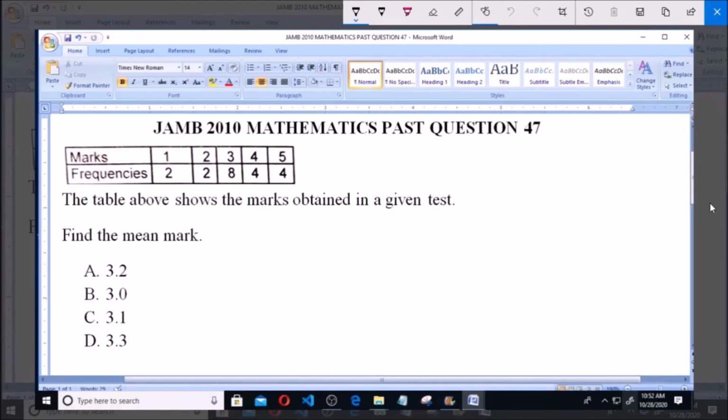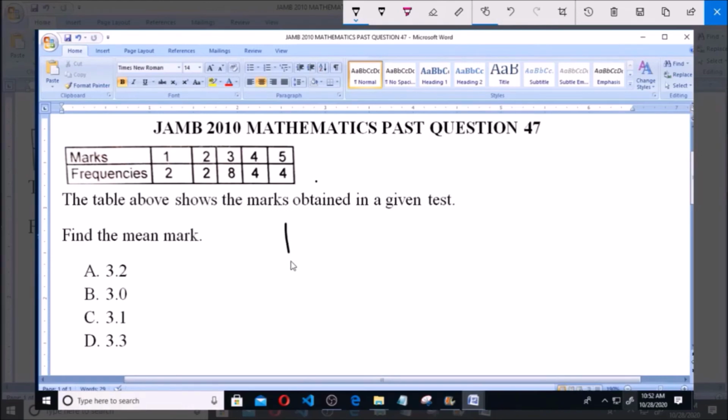The table above shows the marks obtained in a given test. Find the mean mark. Now we're given this table showing the mark and frequency. That is, this frequency represents the number of students that scored the following mark. Now we are asked to find the mean mark of this given test.